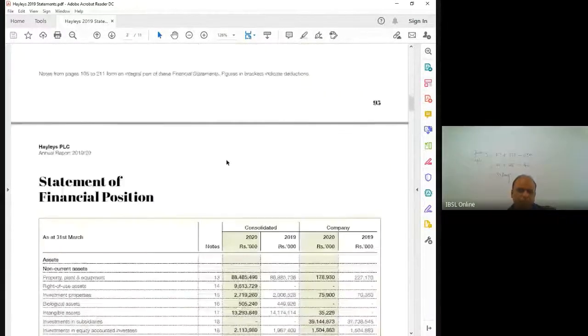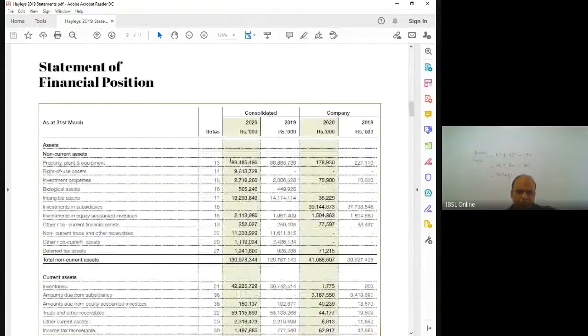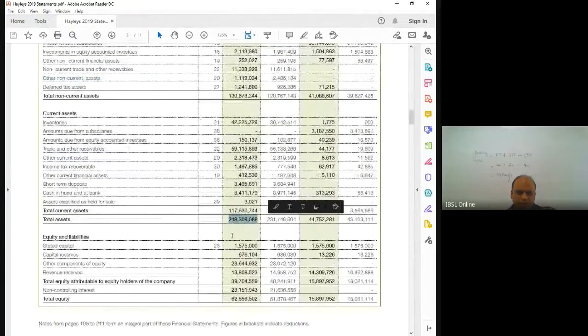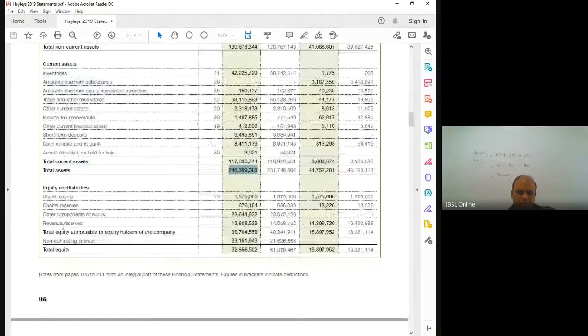Then when you go to the balance sheet, the statement of financial position, you see non-current assets. Then you have the current assets. Here comes the total assets. Then you have the equity.